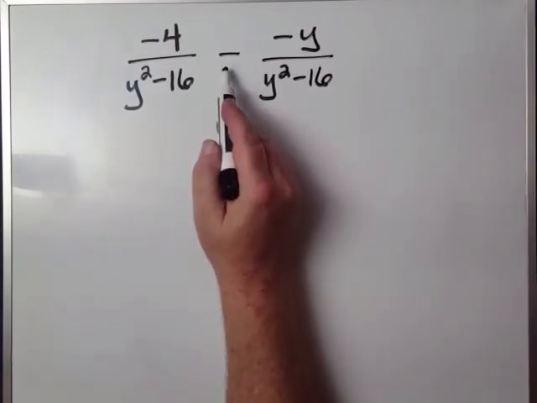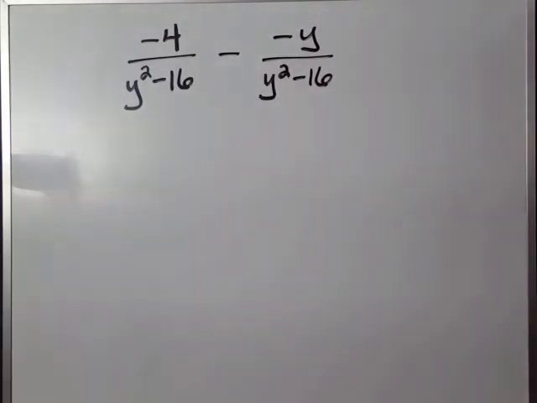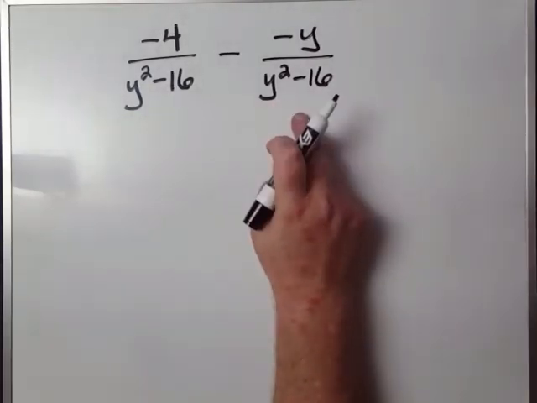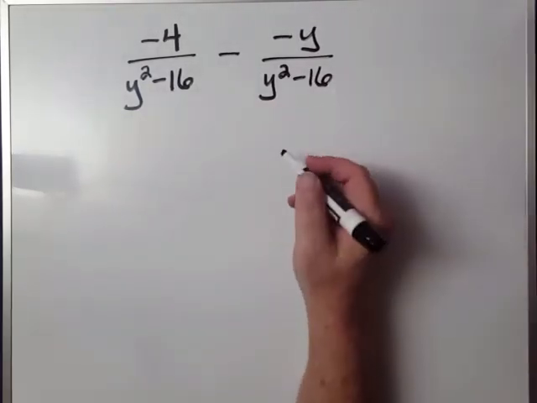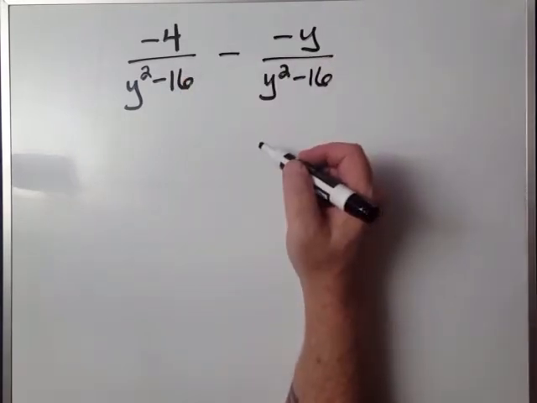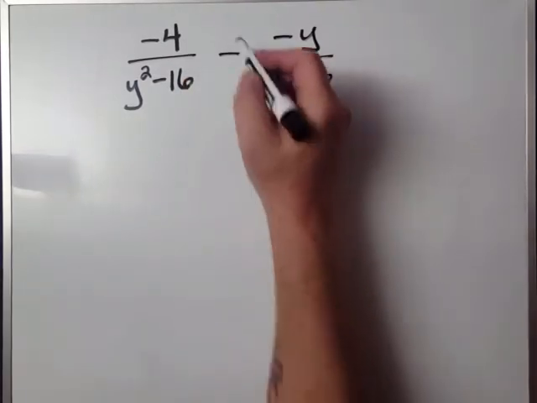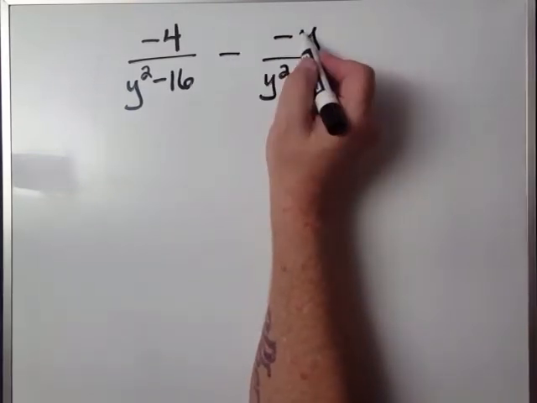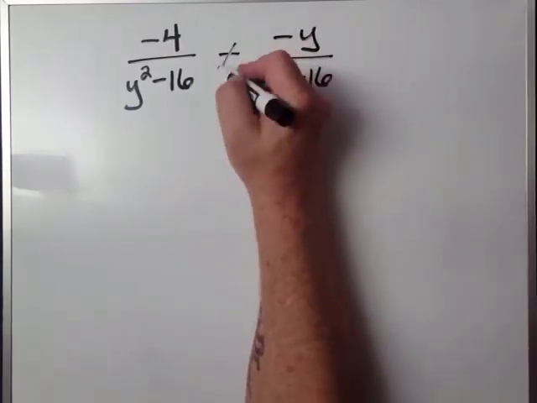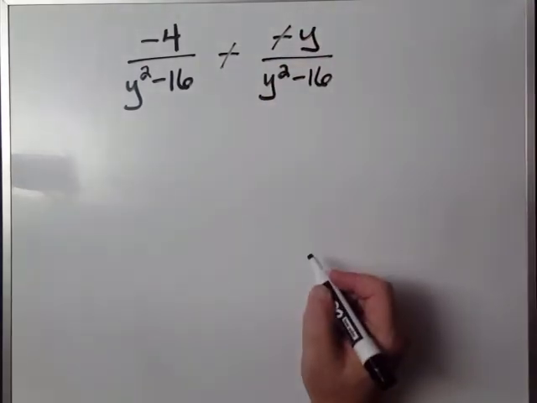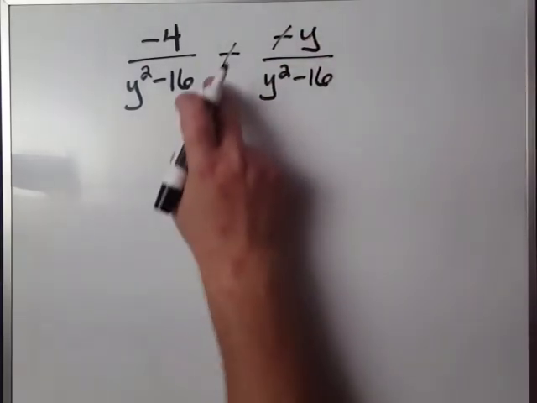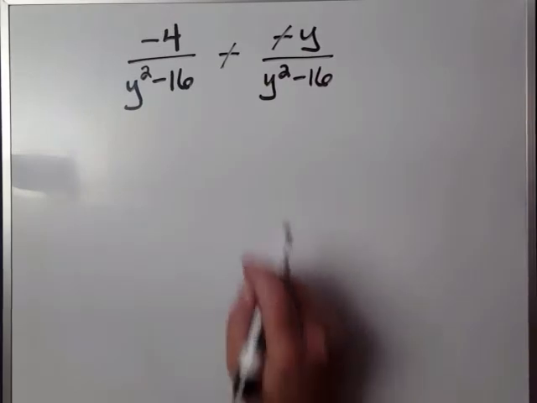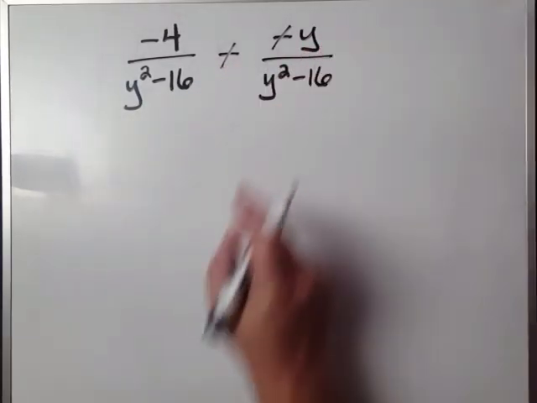We've been charged with subtracting these two fractions. They already have a common denominator, so what do you do? You subtract the tops. How do you subtract polynomials? You distribute that negative and combine like terms. Give that negative to the second numerator, and now it's plus, and that's a positive y.